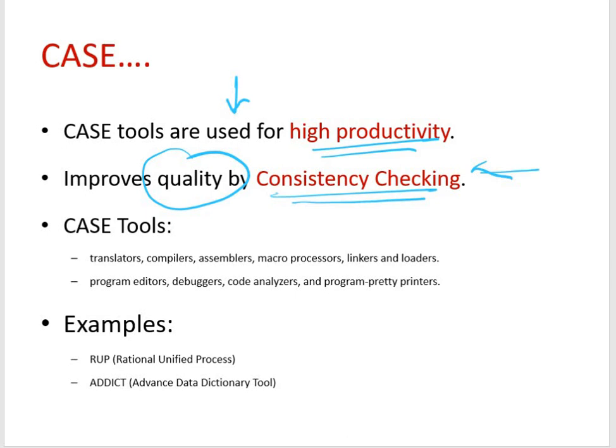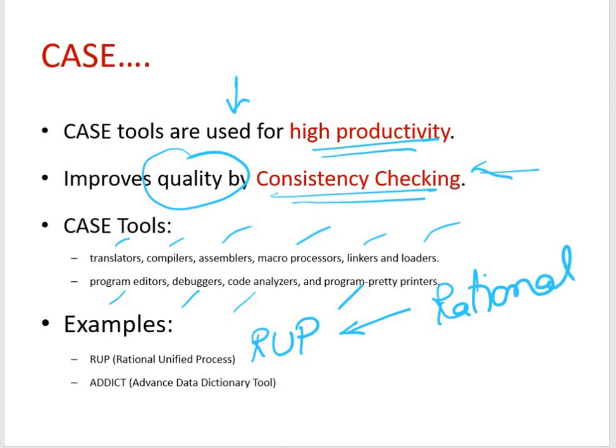Let's take some examples of CASE tools. So you have translators, compilers, assemblers, microprocessors, linkers and loaders and whatnot. And then we have program editors, debuggers, code analyzers, program pretty printers, and so on and so forth. Some of the examples are RUP, Rational Unified Process. Initially it was from Rational, then IBM took over Rational. So RUP is a very common CASE tool. Your Excelon is an advanced data dictionary tool, which helps in taking care of the words or keywords used.